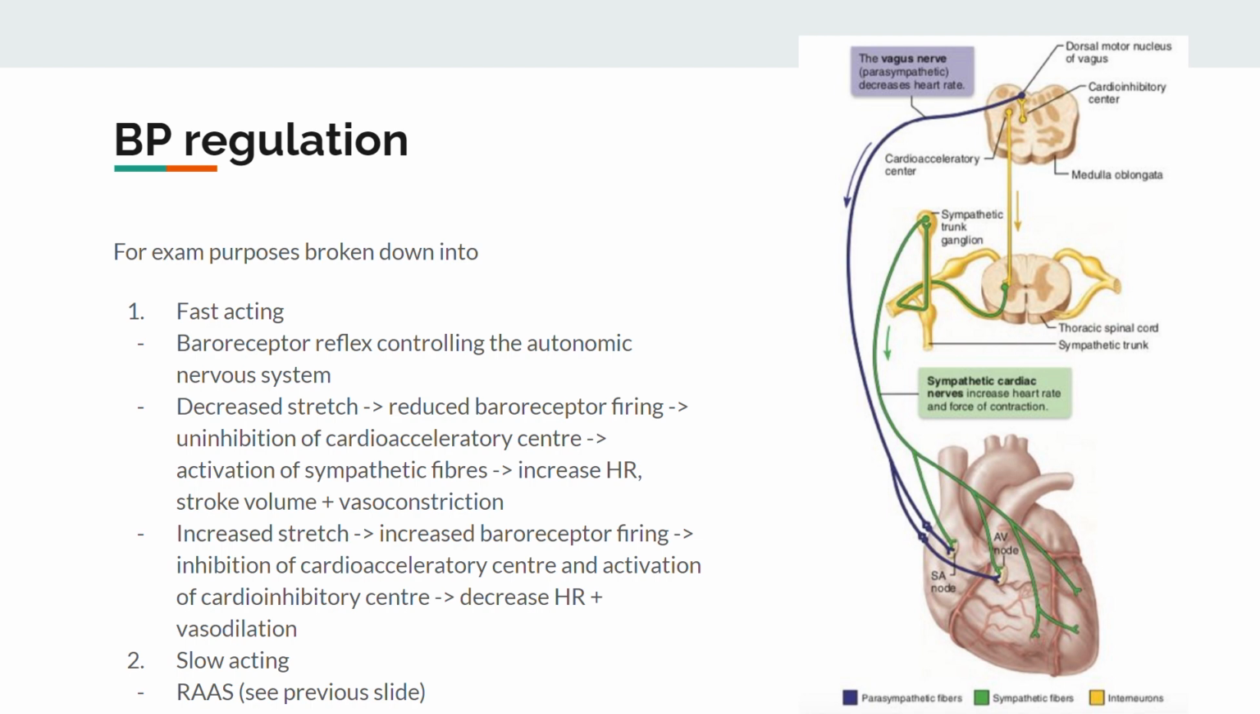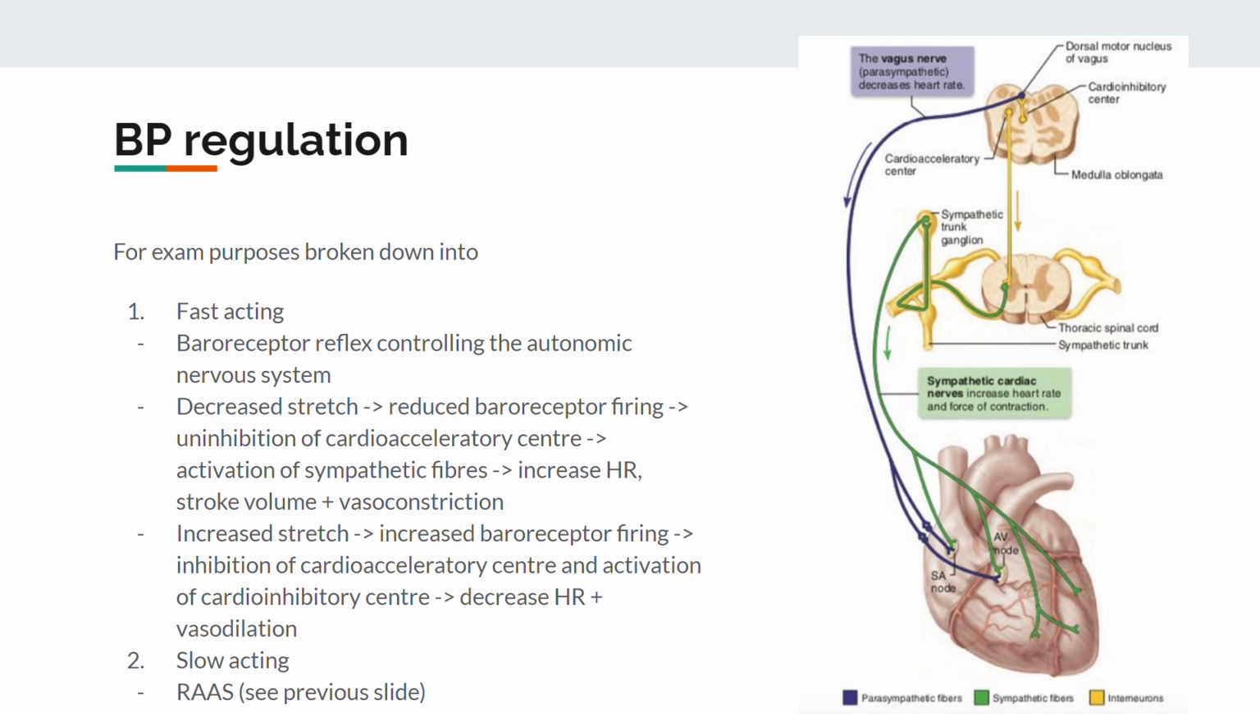There are two main regulators of blood pressure. It's your fast-acting baroreceptor reflex: decreased stretch, decreased baroreceptor firing. The extra thing for you guys to know is that they might want you to know the names of the brainstem areas that are controlling this autonomic response. The sympathetic system is controlled by the cardioacceleratory center, which makes sense: sympathetic is going to increase the heart rate, and the name implies it's going to increase the heart rate.